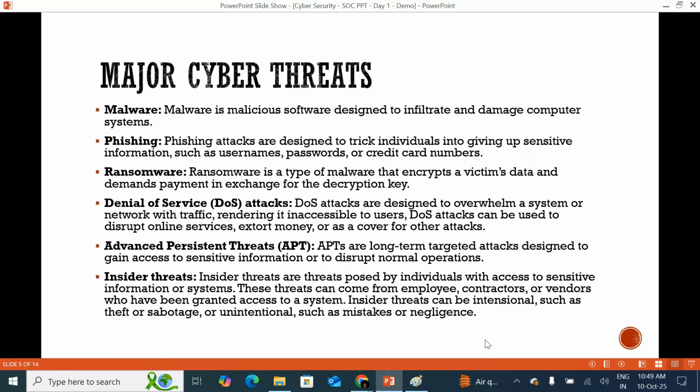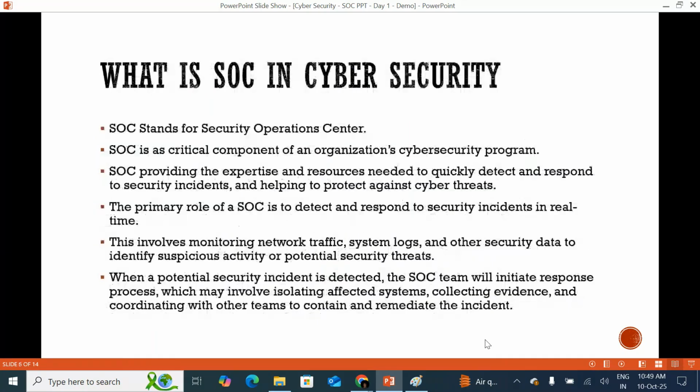Whatever it may be, these are all considered cyber threats. These cyber threats can be carried out through multiple operations, as we discussed in the last class: red team, blue team.